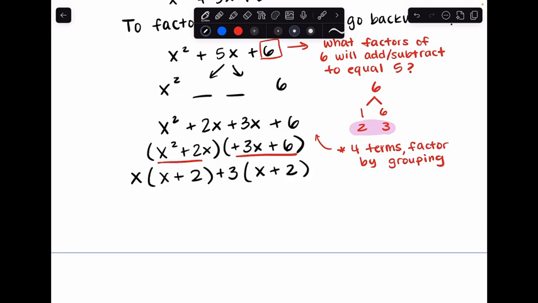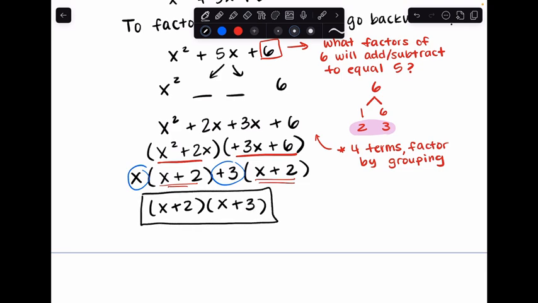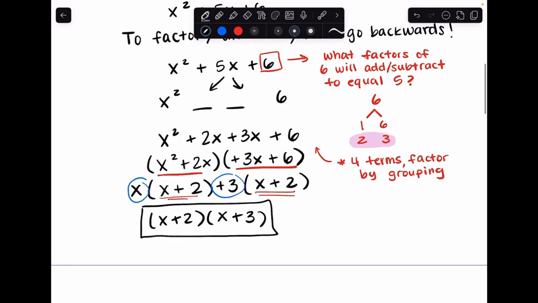All right? And then again, when you're grouping, you want to make sure that these are the same. So I know that my x plus 2's are good, so I can take my last GCF of x plus 2. And then the last part would be what is left over. So again, we have an x and an x plus 3, and that's what I use to fill in the last set of parentheses. So here is your factored form of this trinomial up here.